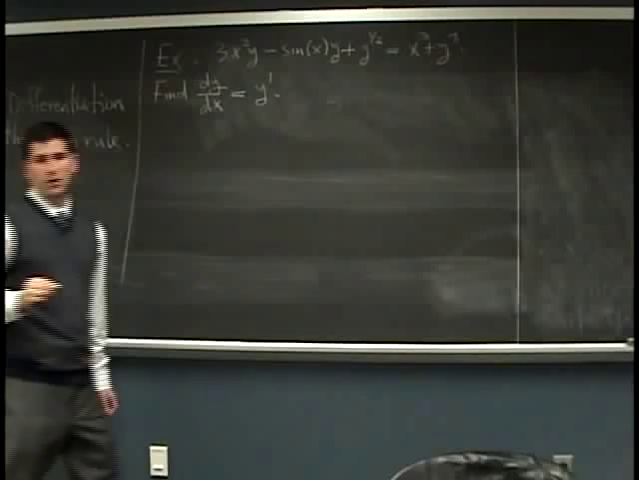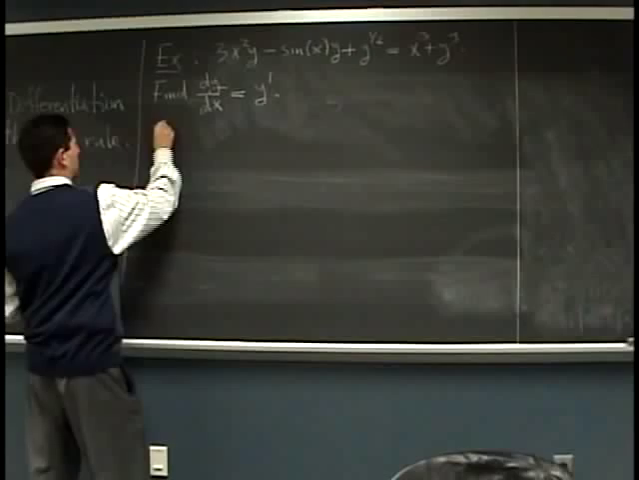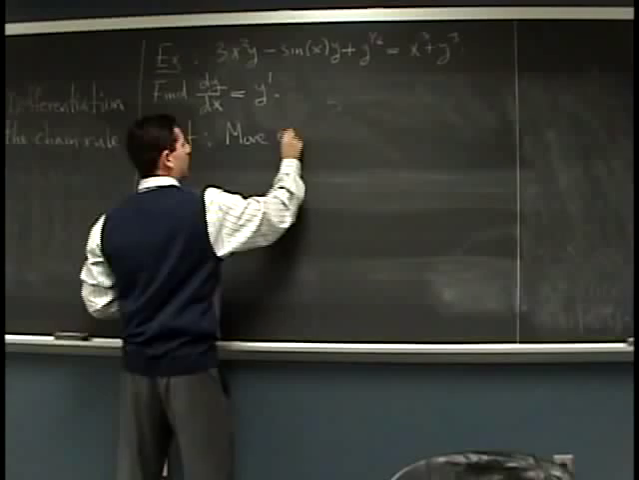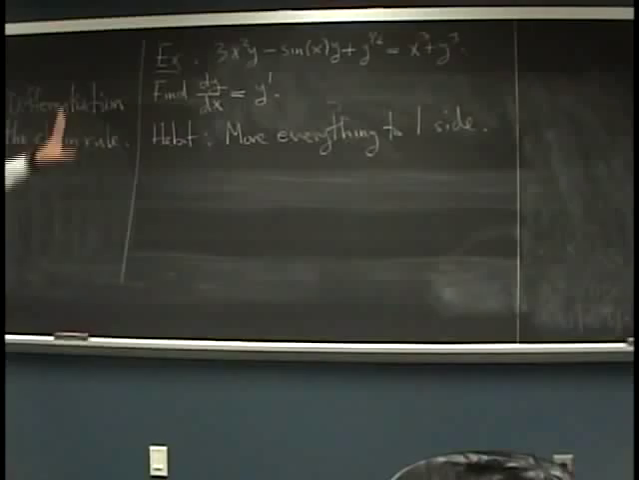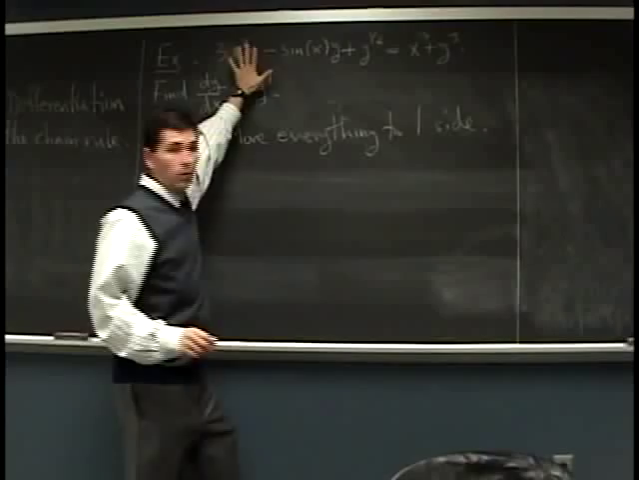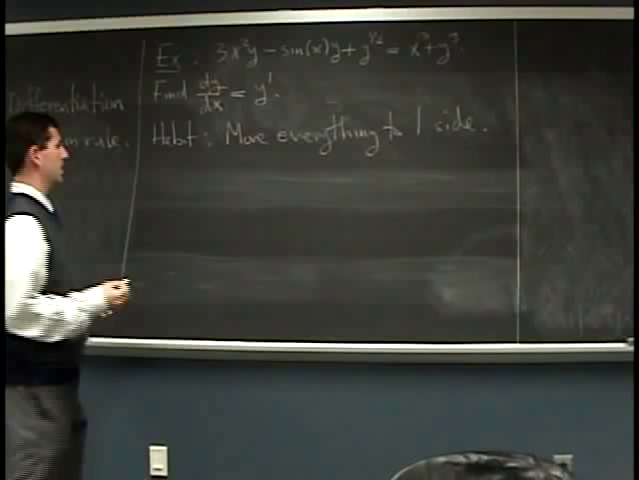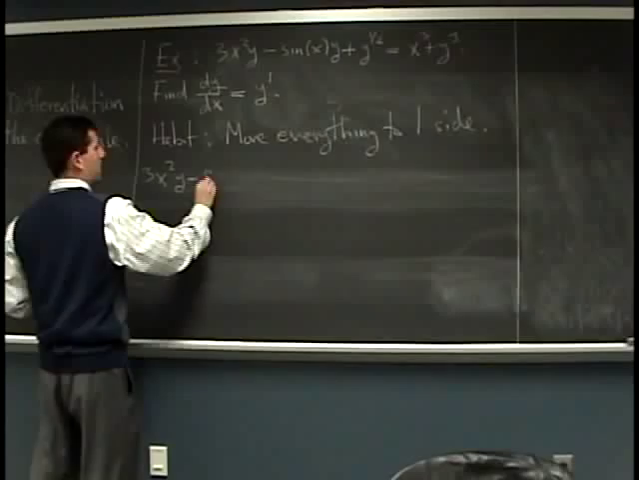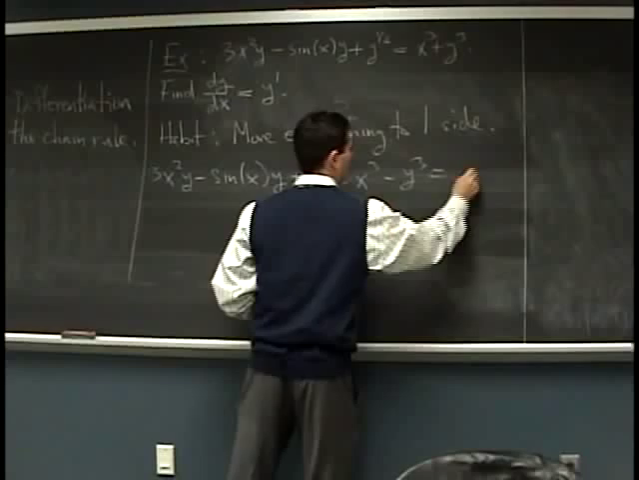So, to set up the nice trick for doing this, I want us to get into a habit. Here's the habit: move everything to one side. So here you have an equation, something equals something else, and I want to take everything and move it to one side so that I'm left with something equaling zero. At first this isn't going to make a whole lot of sense as to why we're doing this, but later on you'll see that this is going to set things up quite nicely. So if we do that, we can rewrite this as 3x squared y minus sine of x times y plus y to the 1/2, and then we have to subtract x cubed and y cubed, and we get something equaling zero.